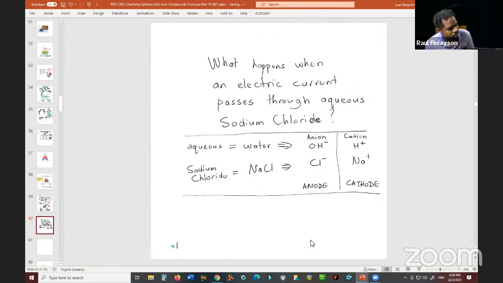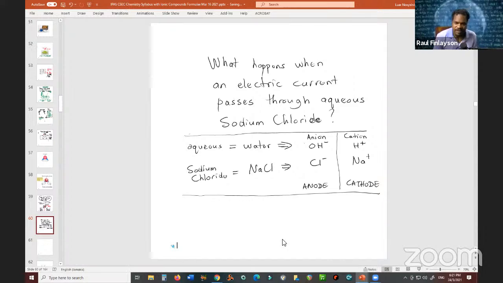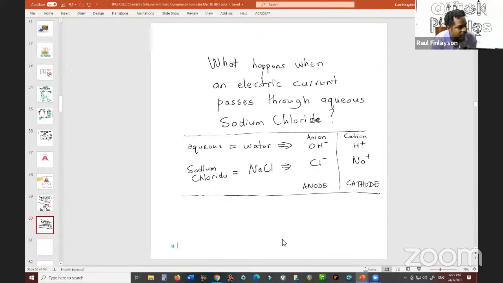So what we're seeing here, guys, is a unique situation. We have a case where if current passes through aqueous sodium chloride, we get 4 types of ions. But what CXC will most likely ask to know is which one will happen first? They can't happen at the same time. They can't separate at the same time. One is going to be separated before the other. So which one will be separated first if we have 4?